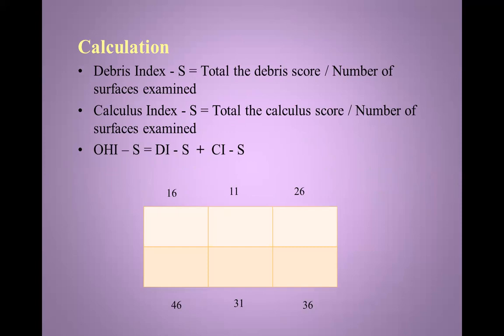Now we come to calculation. The debris index simplified is equal to the total debris score upon the number of surfaces examined. The calculus index simplified is equal to the total calculus score upon the number of surfaces examined.